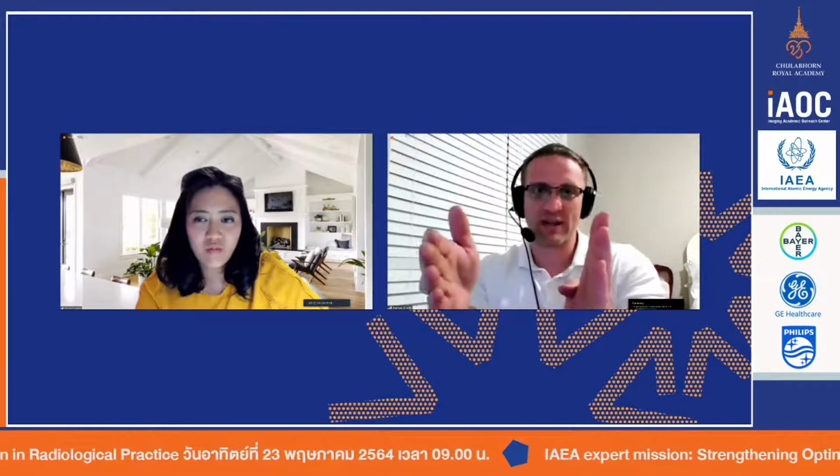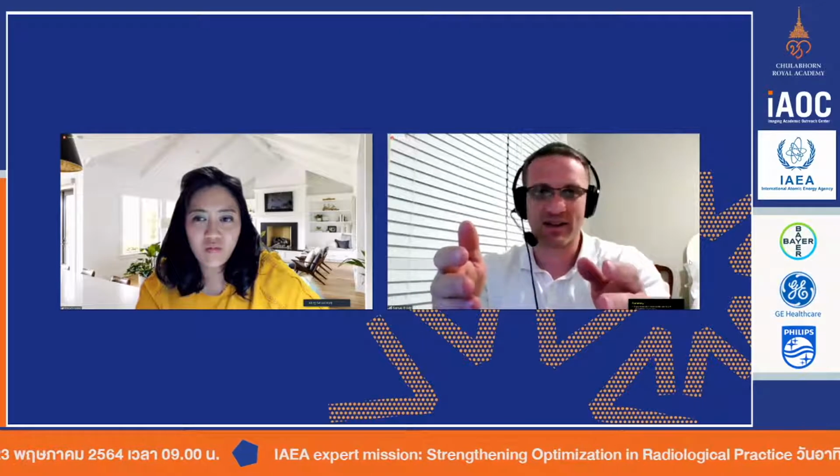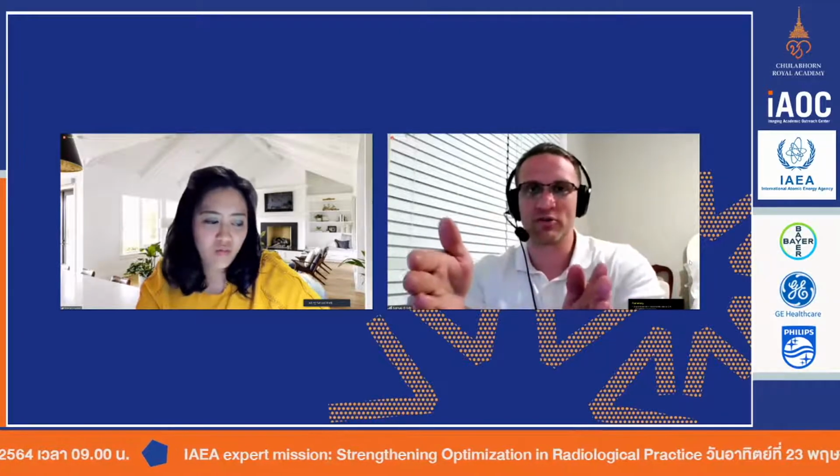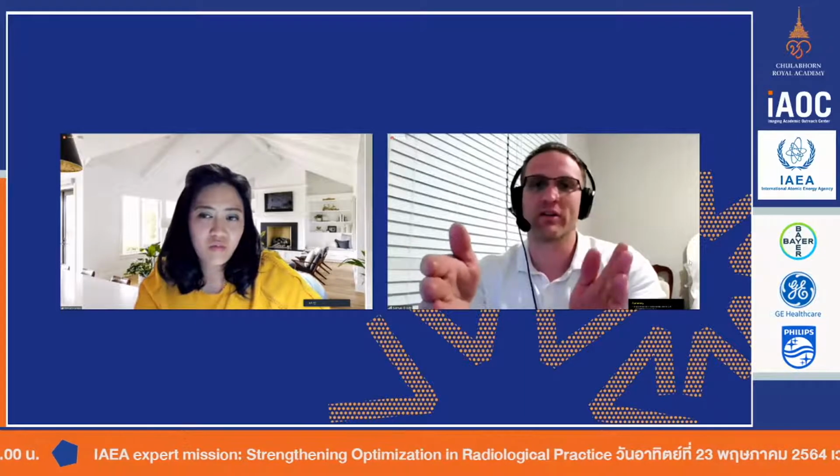Now, if here's the DRL and you're more than 18% above the DRL, then all of this variation we've talked about has nothing to do with the fact that you're overexposing based on the national DRL. In that case, you should do your best to drop it down closer to the DRL.